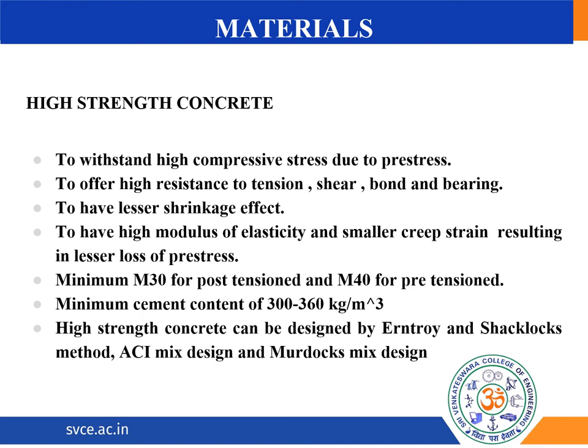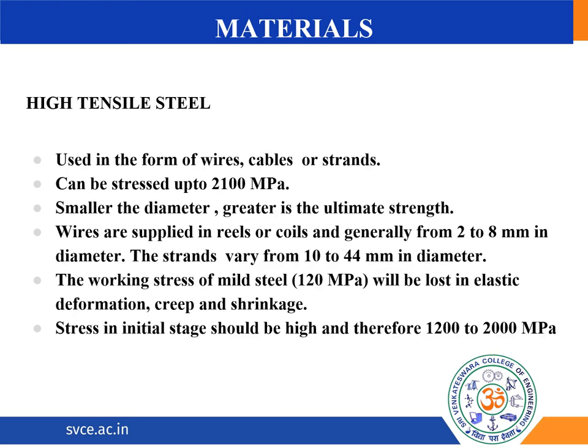That is good in high strength concrete. It can offer high resistance to tension, shear, bond and bearing. It has lesser shrinkage effect. It has high modulus of elasticity and smaller creep strain resulting in lesser loss of pre-stress. And the minimum grade of concrete we would use is M30. And there is a minimum cement content limit, and we have certain design code books with which we are going to design the pre-stressed concrete members.